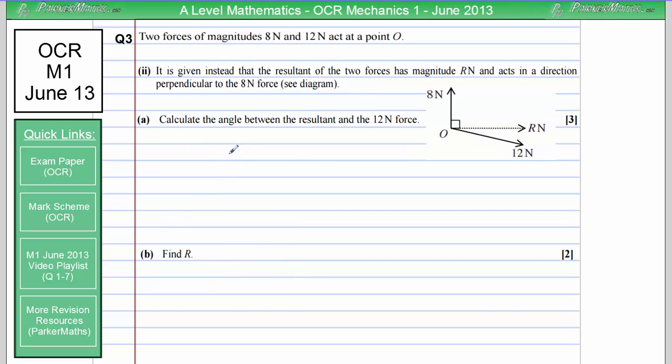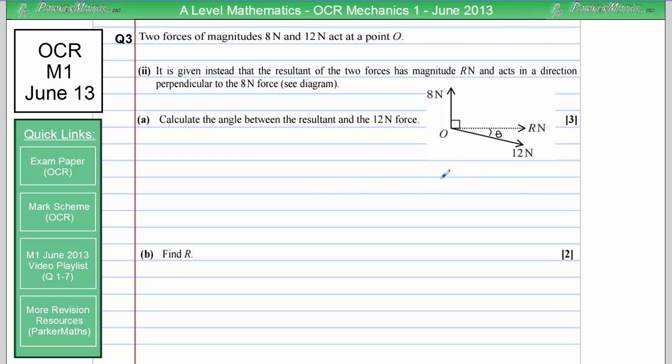In part 2 it says it is given instead that the resultant of the two forces has magnitude r newtons and acts in a direction perpendicular to the 8 newton force. In part A, we need to calculate the angle between the resultant and the 12 newton force. So we're trying to figure out this angle here, theta.